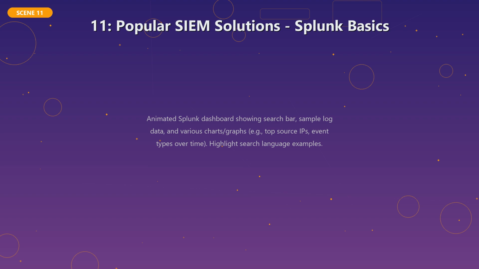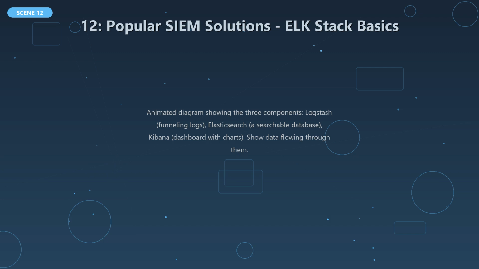On the other side of the SIEM spectrum, especially popular in the open-source and cloud-native communities, we find the ELK stack. Now officially known as the Elastic Stack, it's a collection of three powerful open-source projects: Elasticsearch, Logstash, and Kibana. These components, when combined, provide a powerful solution for log management, search, and visualization, making it a highly capable and cost-effective alternative for SIEM functionalities.